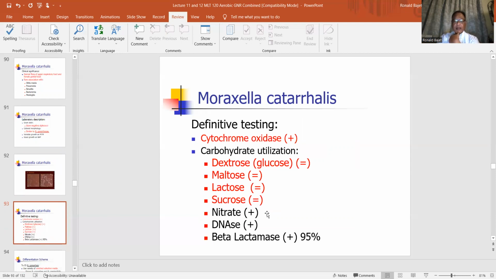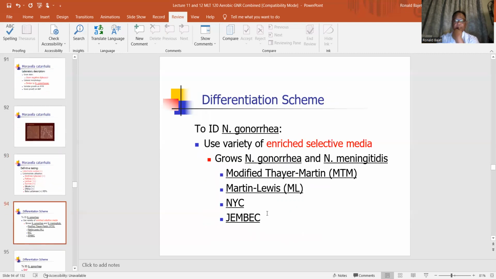Carbohydrates. Moraxella catarrhalis is negative for all four carbohydrates: negative for glucose, negative for maltose, negative for lactose, and negative for sucrose. Nitrate is positive, DNase is positive, and its beta-lactamase is positive. So you don't want to treat it with a cephalosporin. Moraxella is catalase positive and oxidase positive.